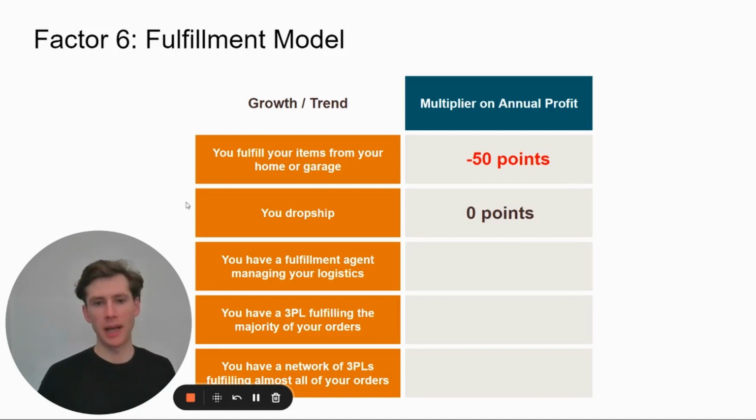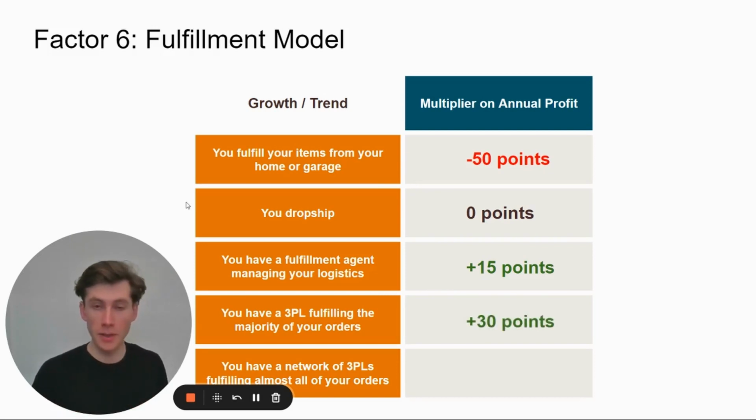A lot of people dropship, and I actually think it's not necessarily good or bad. It really depends on other things. However, if you already have a fulfillment agent managing your logistics and doing so efficiently, then I think this deserves 15 points. If you have a 3PL fulfilling the majority of your orders, so you actually have a professional 3PL that literally does everything for you and it's completely automated, you ship out on the same day or the next day, depending on the cutoff.